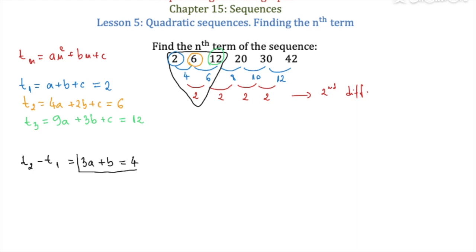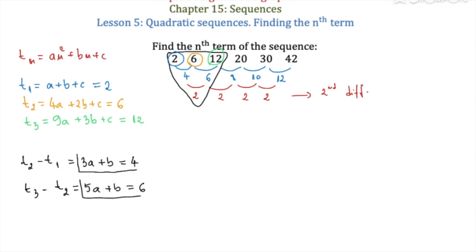Let's repeat this process. We will subtract term 2 from term 3. Term 3 minus term 2. Algebraically, it's 9a minus 4a, which is 5a. 3b minus 2b, which is b. And c minus c is nothing. 12 minus 6 is the difference between term 3 and term 2. And that's equal to 6. So we get a second equation where we only have a and b.